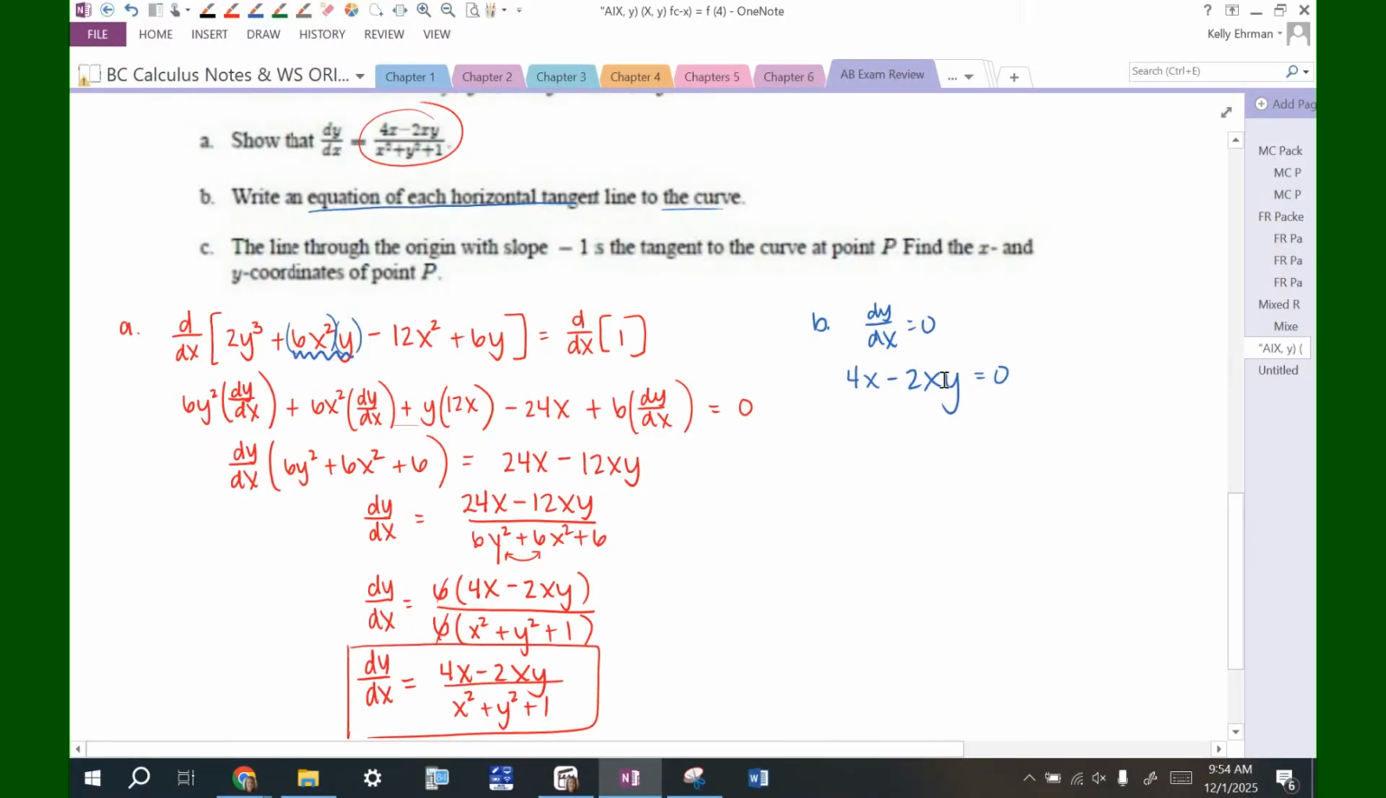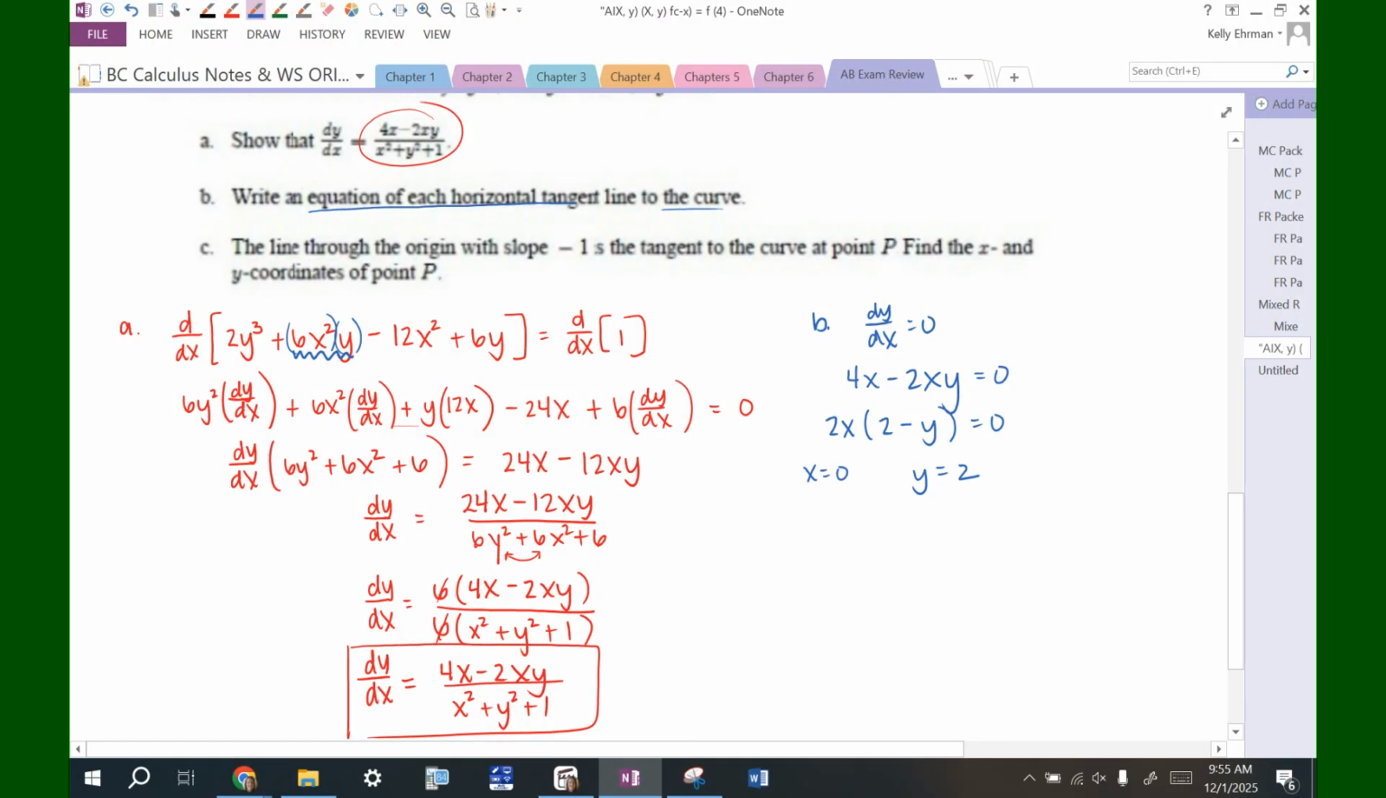Okay, so 4x minus 2xy equals 0. Let's factor a little bit. We can take a 2x out. That would leave me with 2 minus y. So dy dx equals 0 when x equals 0 and when y equals 2.